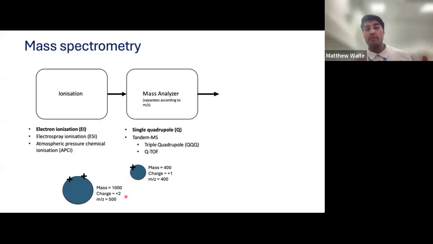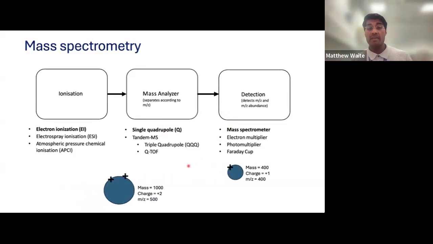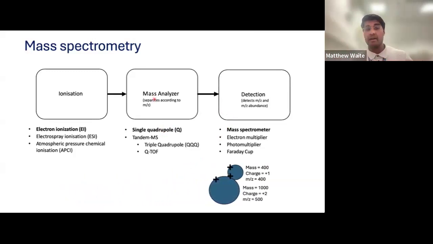So it has a mass charge ratio of 500. Clearly this molecule will hit the detector sooner than this molecule. So this mass analyzer, the quadrupoles, will separate the molecules, and then those molecules need to hit a detector, there needs to be a readout, and that's done using the mass spectrometer. So this molecule will hit the detector before this molecule.